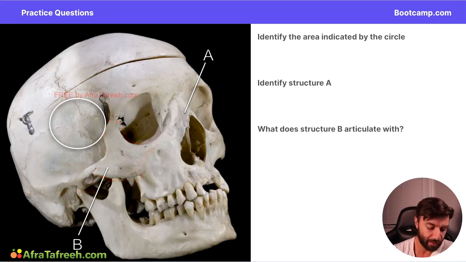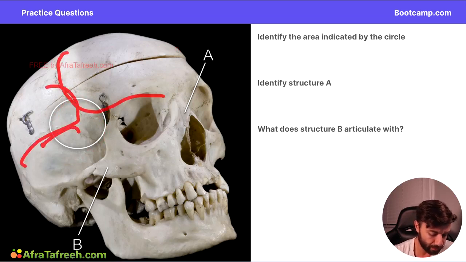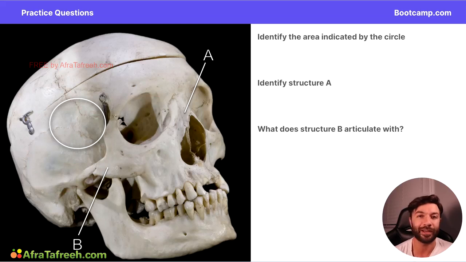So let's go back to the first question. What area is this? Well, you can see we have 4 bones coming together. We have our frontal bone right here, our parietal, our temporal, and our sphenoid. And these form that suture known as the pterion. Remember, this is that weak area in the neurocranium. So question 1 is pterion.